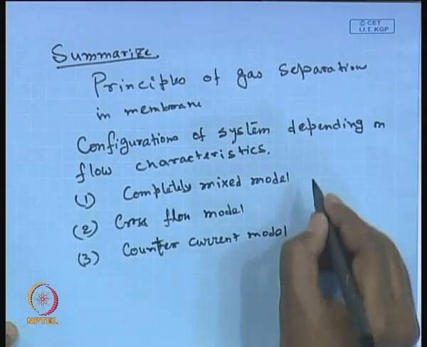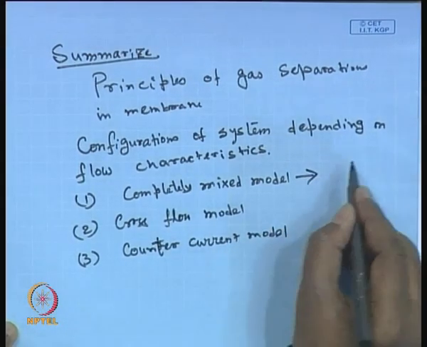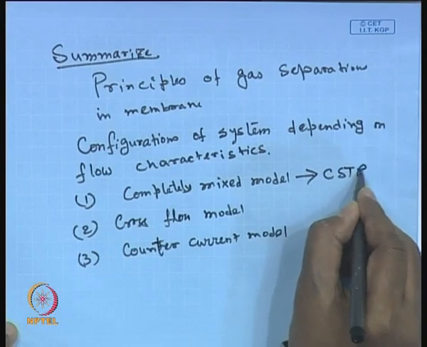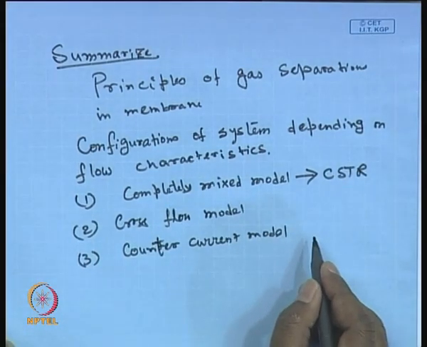Now, in the completely mixed model, the assumption is that it is like a CSTR. That means, the solutes are completely mixed in the permeate stream and completely mixed in the feed stream. So, therefore, there is no profile of solute concentration in the feed chamber or in the permeate chamber. They are uniform throughout the volume.